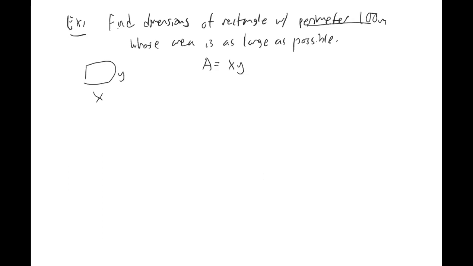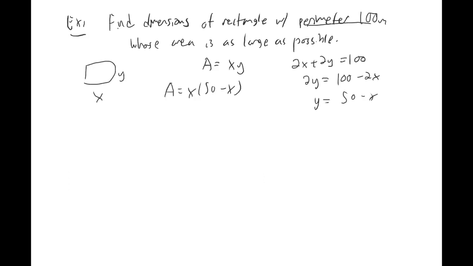So I know the perimeter is 2x plus 2y, and they tell me it has to be 100. So in other words, 2y is 100 minus 2x, so y is 50 minus x. Everyone clear on this?